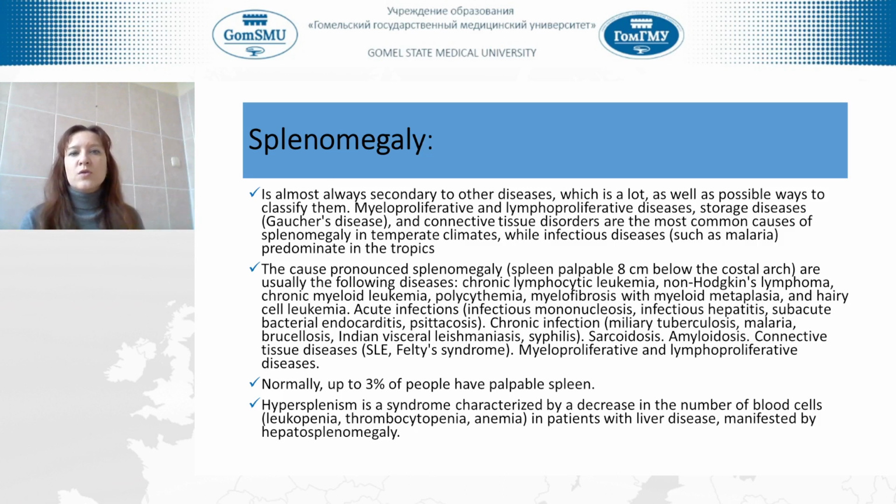Acute infections: mononucleosis, infectious hepatitis, bacterial endocarditis, cytomegalovirus. Chronic infections: miliary tuberculosis, malaria, brucellosis, Indian leishmaniasis, syphilis, sarcoidosis, amyloidosis, connective tissue disease, Ehlers-Danlos syndrome, myeloproliferative and lymphoproliferative disease. Normally, up to 3% of people have a palpable spleen. Hypersplenism is a syndrome characterized by a decrease in the number of blood cells: leukopenia, thrombocytopenia, anemia. In a patient with liver disease, it manifests as hepatosplenomegaly.